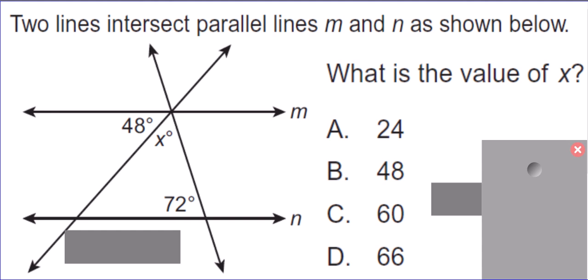All right. Speaking of parallel lines, this time we have 2 parallel lines M and N, and they are intersected by 2 different transversals. What is the value of X? Hit pause in the video, show some work on your scratch paper, figure out what the answer is for X, and then hit play when you're ready to see how you did.